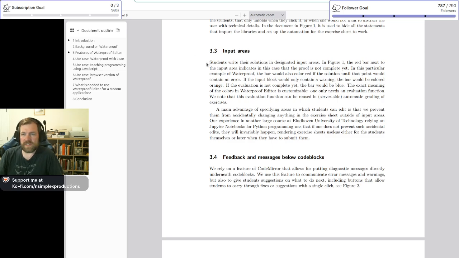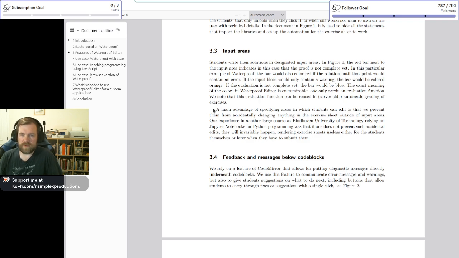Students write their solutions in designated input areas. In figure 1, the red bar next to the input area indicates the proof is not yet complete. In particular, in this example, the bar would also color red if the solution until that point would contain an error. If the input block would only contain a warning, the bar would be colored orange. If the evaluation is not yet complete, the bar would be blue. The exact meaning of the colors in Waterproof Editor is customizable. One only needs an evaluation function. We note that this evaluation function can be reused in server-side automatic grading of exercises.